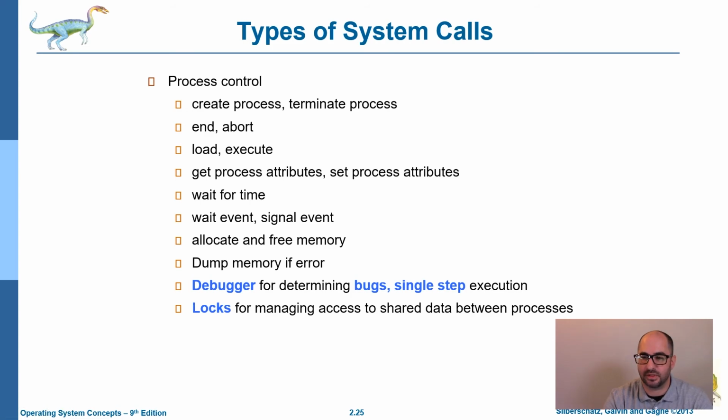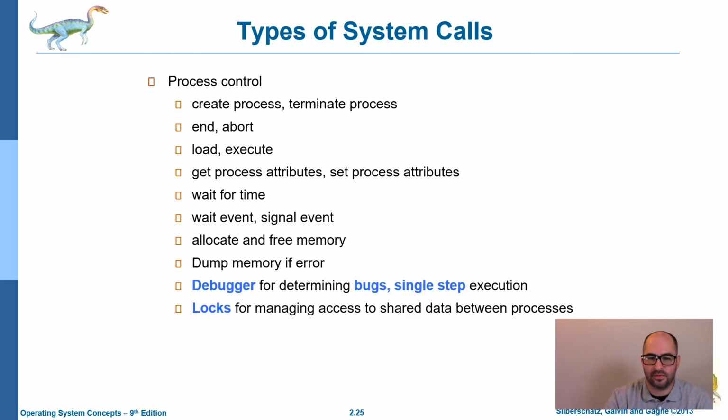There are many types of system calls. In process control, we'll need to create and stop processes, ending or aborting a process. So to end would be success, abort would be a request by another process to terminate another. To load a process into memory, begin executing it. If we want to get process attributes, that might include the owner, how long it's been running, its program counter, and who else might have access to it, also setting those attributes.